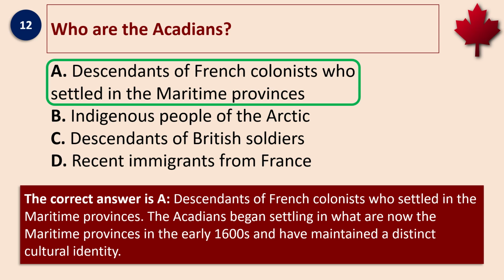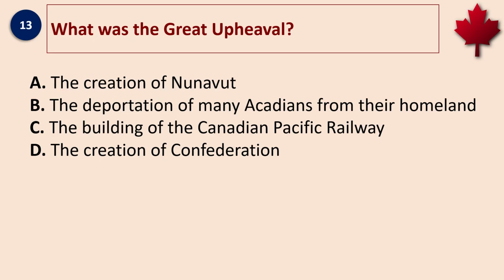The correct answer is A. Descendants of French colonists who settled in the maritime provinces. The Acadians began settling in what are now the maritime provinces in the early 1600s and have maintained a distinct cultural identity. What was the Great Upheaval? A. The creation of Nunavut. B. The deportation of many Acadians from their homeland. C. The building of the Canadian Pacific Railway. D. The creation of Confederation.